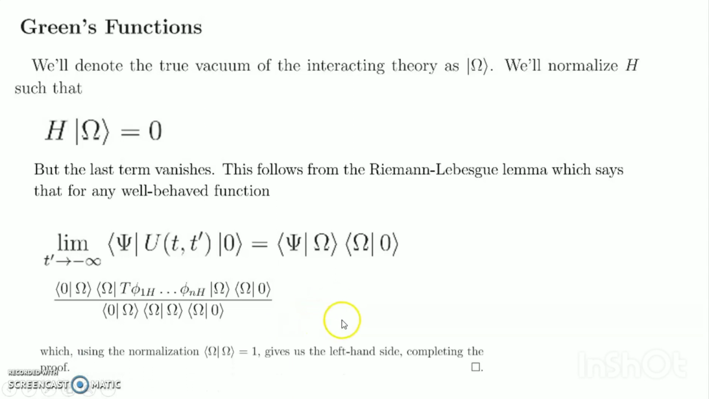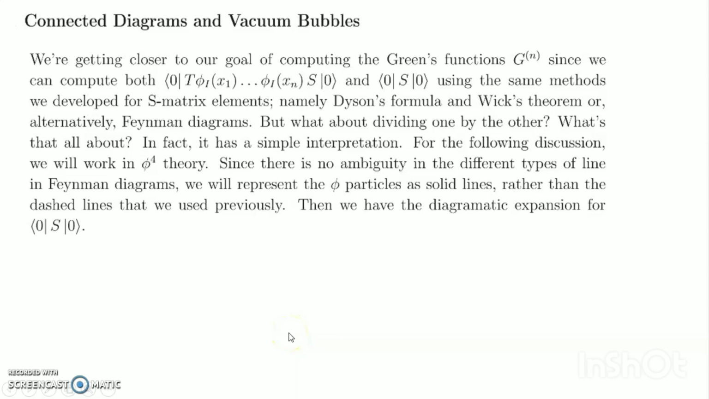Connected diagrams and vacuum bubbles. Now we discuss connected diagrams, and <Ω|Ω> gives us the left hand side. We are getting closer to our goal, computing the Green functions G_n, since we can compute the numerator using the methods of S matrix elements, namely Dyson's formula, Wick's theorem, and Feynman diagrams. But what about dividing one by the other? What is that all about? Then we have the diagrammatic expansion.